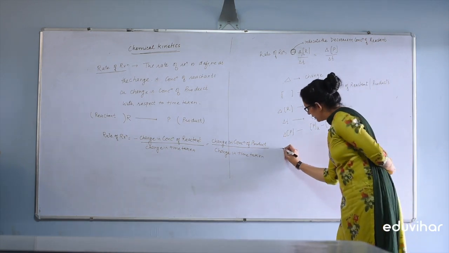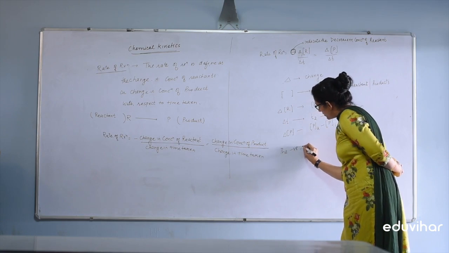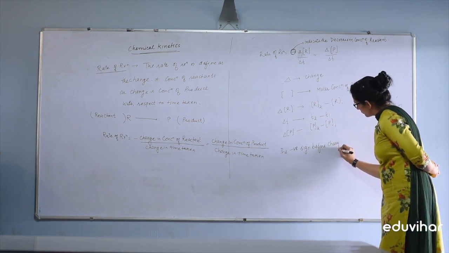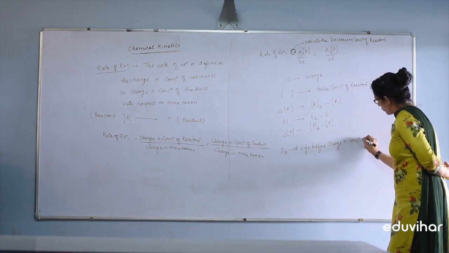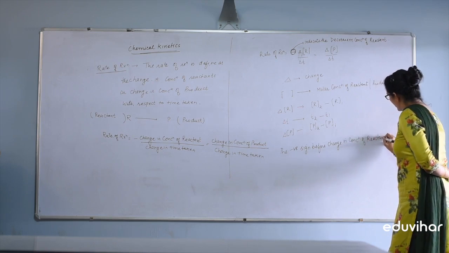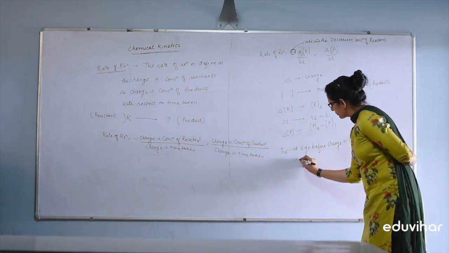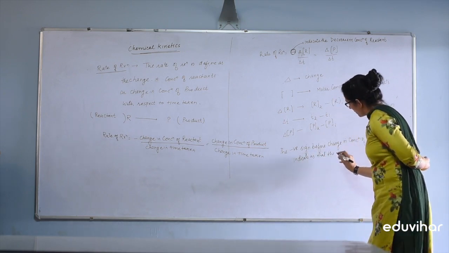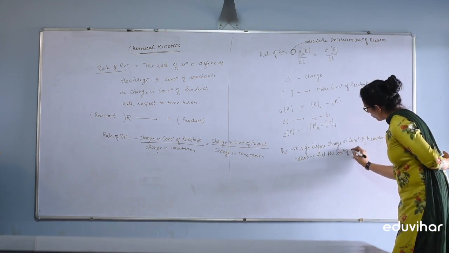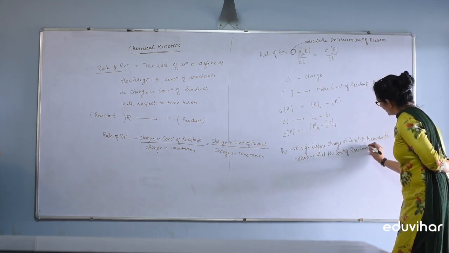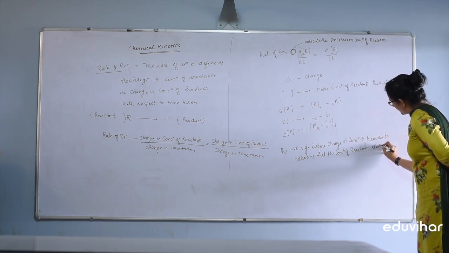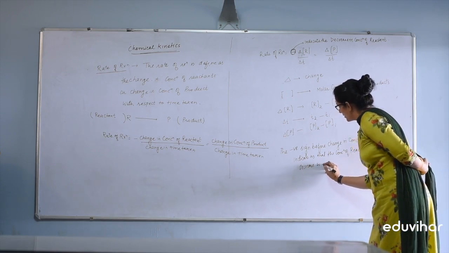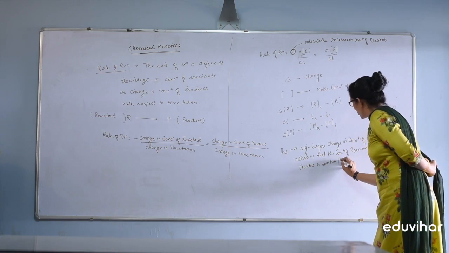Again I am writing here the negative sign before the change in concentration of reactant. It indicates to us that the concentration of reactant always decreases as the reaction proceeds.